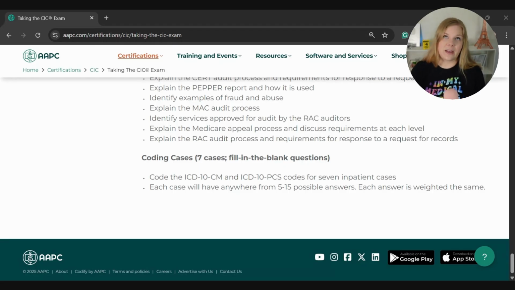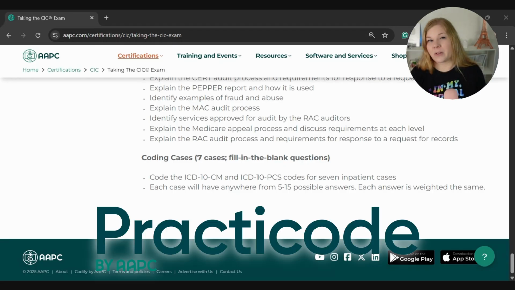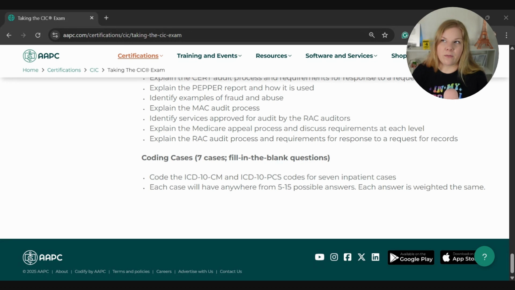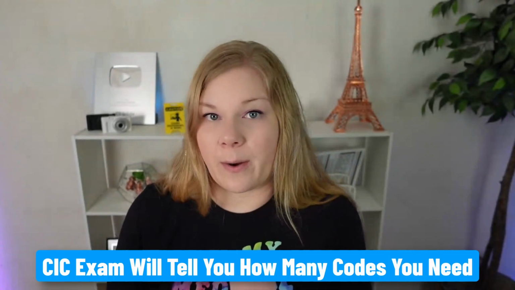Now, they're not quite the same as Practicode, at least from the last time I was at Practicode. If I remember correctly, Practicode gave you just blanks, and it was like, here's a whole bunch of blanks, figure out how many CPT and ICD-10-CM codes there are. With the CIC exam, they will tell you how many codes you need. And there were actually some cases that were just ICD-10-CM codes. So it was like, here's this hospital note, abstract 10 ICD-10-CM codes, and some of them really were that many. It was many, many, many, because it's realistic.